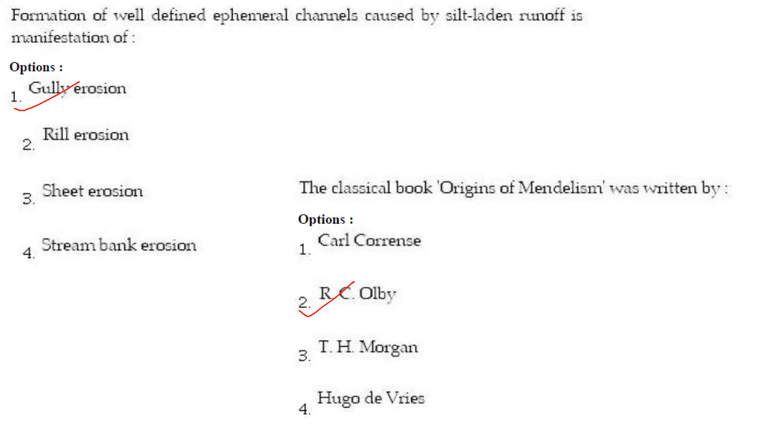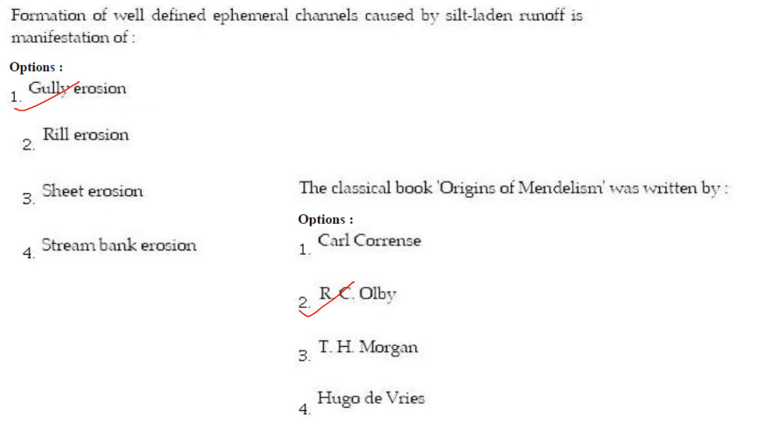Next one, formation of well-defined ephemeral channels caused by silt-laden runoff is manifestation of option 1 gully erosion, 2 rill erosion, 3 sheet erosion, 4 stream bank erosion. Answer is option 1, gully erosion.